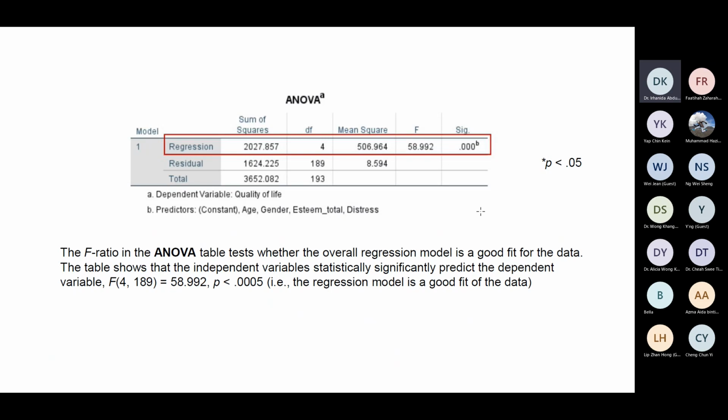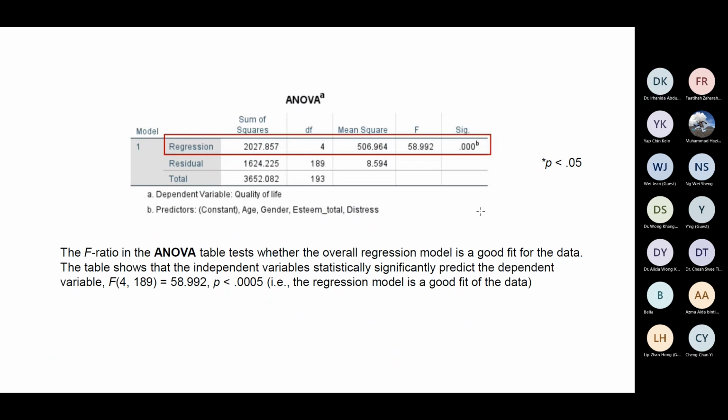The F ratio in the ANOVA table tests whether the overall regression model is a good fit for the data or not. We are looking into the model and we want to see whether the model is a good fit for the data or not. So this table shows that the independent variables statistically significantly predict the dependent variable. So we report the result.